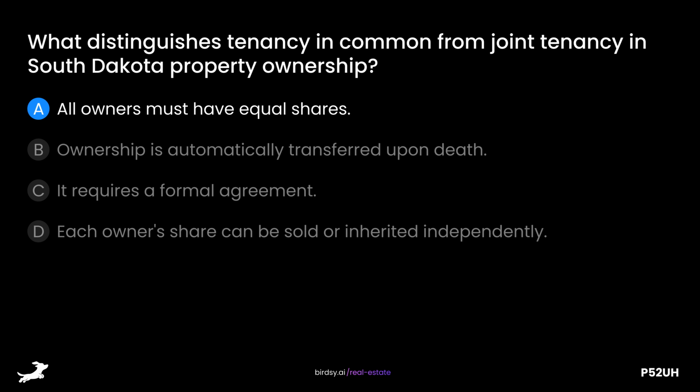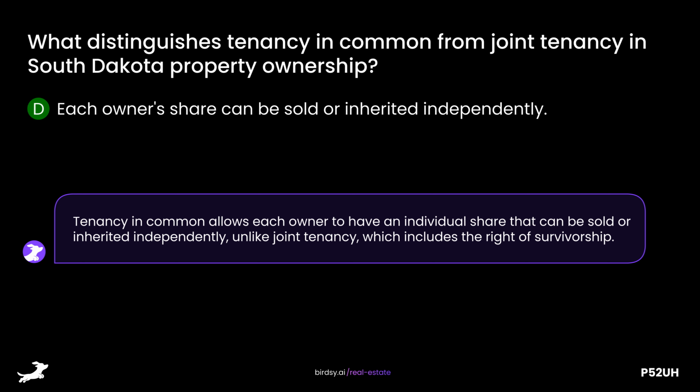What distinguishes tenancy in common from joint tenancy in South Dakota property ownership? Is it A, all owners must have equal shares, B, ownership is automatically transferred upon death, C, it requires a formal agreement, or D, each owner's share can be sold or inherited independently? The answer is D, each owner's share can be sold or inherited independently. Tenancy in common allows each owner to have an individual share that can be sold or inherited independently, unlike joint tenancy, which includes the right of survivorship.